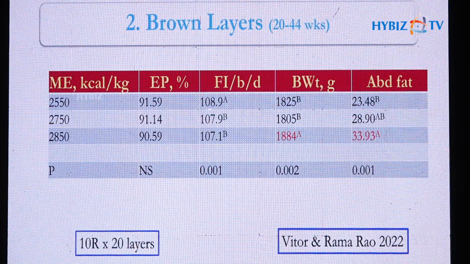And of course there is a significant reduction in the feed intake, but the reduction is almost less than 2 grams. To save 2 grams, do we really need to go for very high levels of energy? That is one question one has to answer.